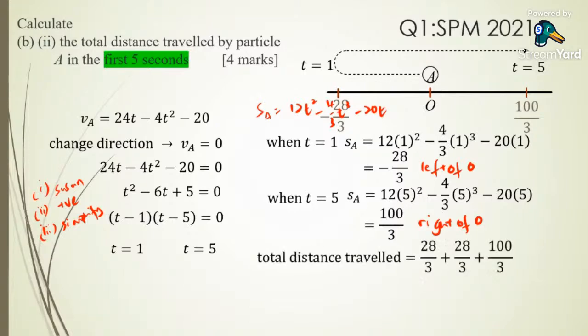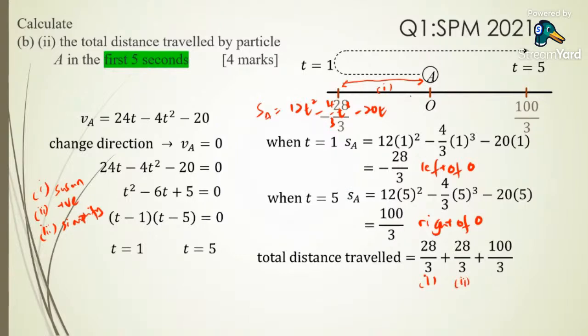Okay. Sekarang kita tengok. Total distance travel. 28/3, 28/3, 100/3. Kenapa kita kena ada 3? Kenapa kena ada 3? Okay. The first 28/3 ni ialah mana yang pertama ni? Yang pertama, okay, is from over here until over here. This is the first one, the first 28/3.